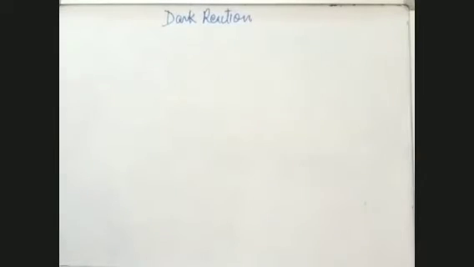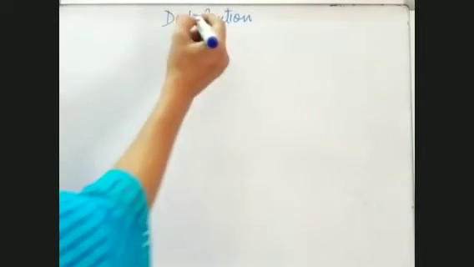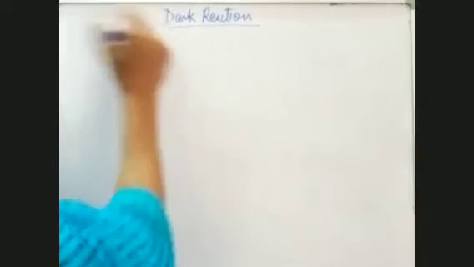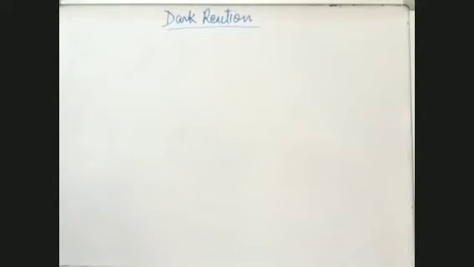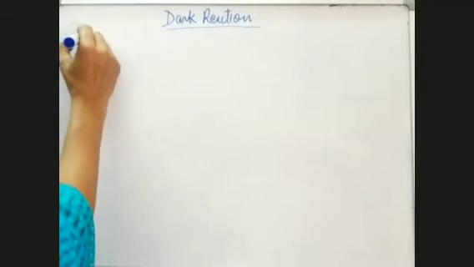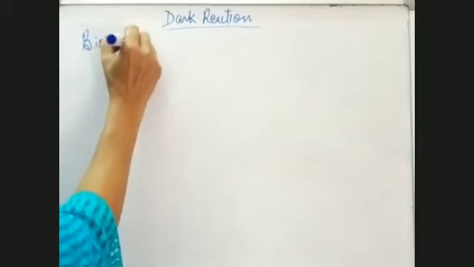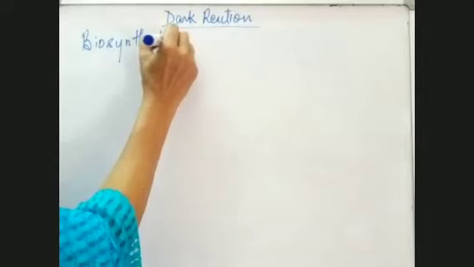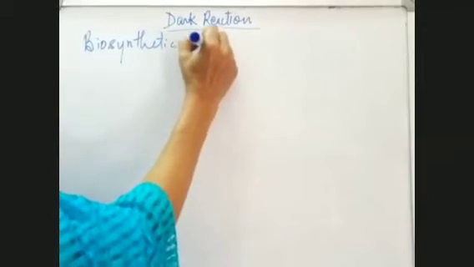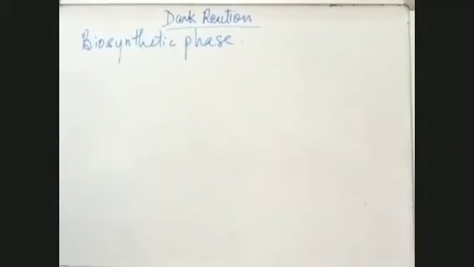Dark reaction. Now, till now, we have done that ATP and NADPH are synthesized. Now, where will these ATP and NADPH be used? These are used in this dark reaction. That is why this is also known as the biosynthetic phase. Why is this known as the biosynthetic phase?